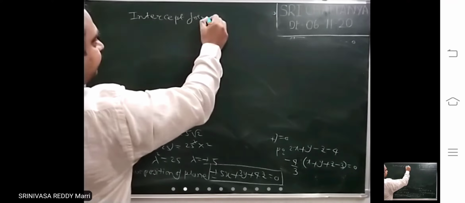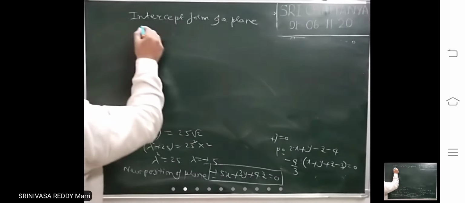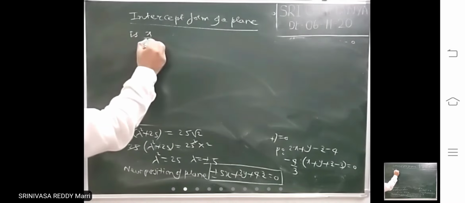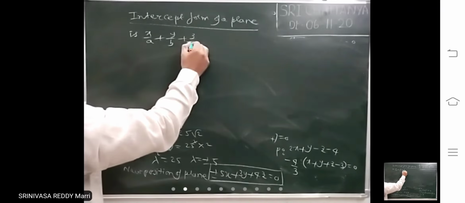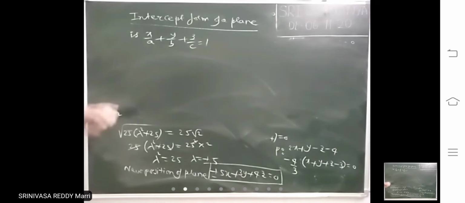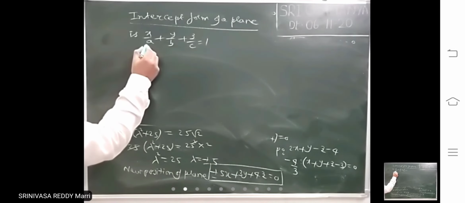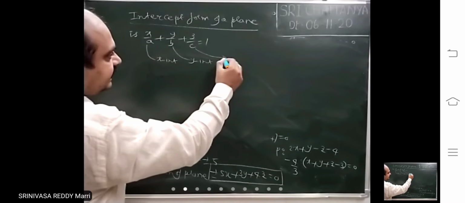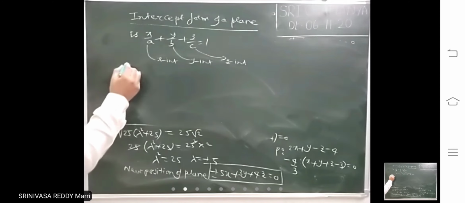Intercept form of a plane. Just like the intercept form of a line, the intercept form of a plane is x by a plus y by b plus z by c equal to 1. So x by a plus y by b plus z by c equal to 1. This is called the x-intercept, this is called the y-intercept, and this is called the z-intercept.